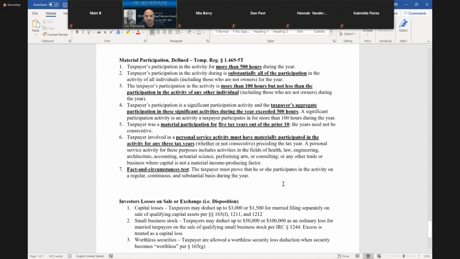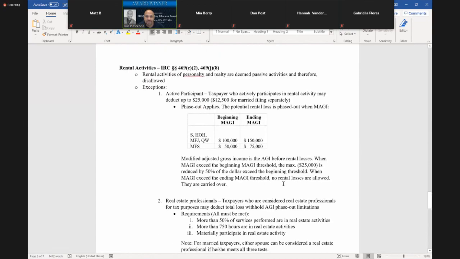Let's go over rental losses. This is very common. I do want you to understand this. Rental losses, of personalty and realty, are considered passive and therefore disallowed. But wait a minute, I heard that you can invest in real estate and it gives you a lot of deductions. It depends. By the way, I'm sure you've heard all these seminars: invest in real estate, it's going to give you a lot of deductions. Well, that's sort of true, sort of not true.